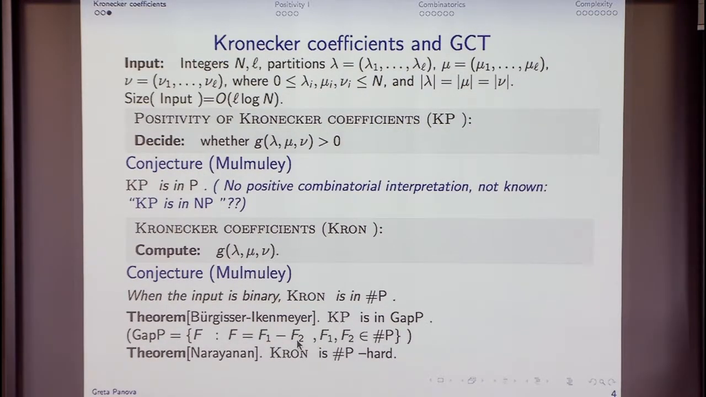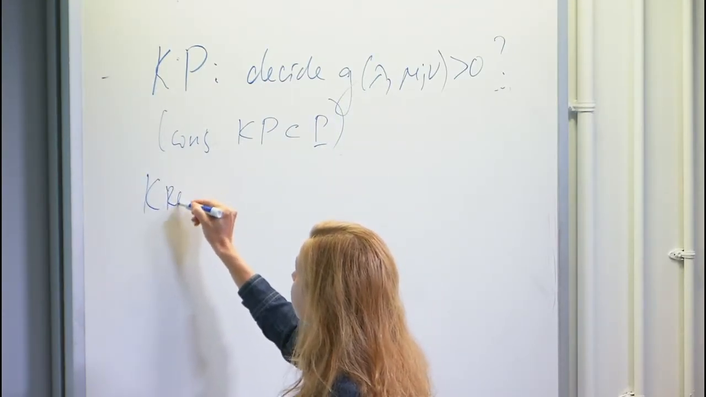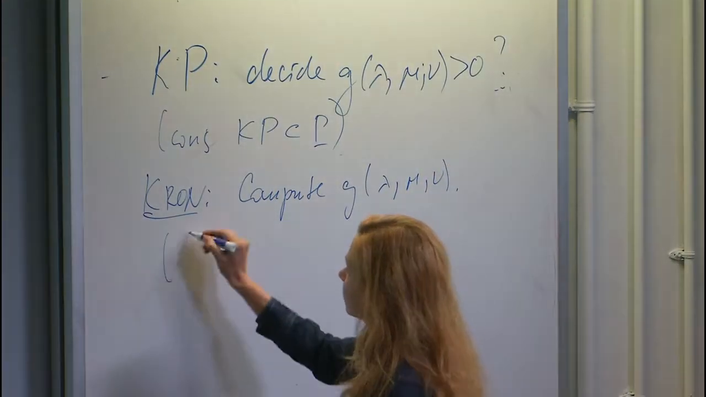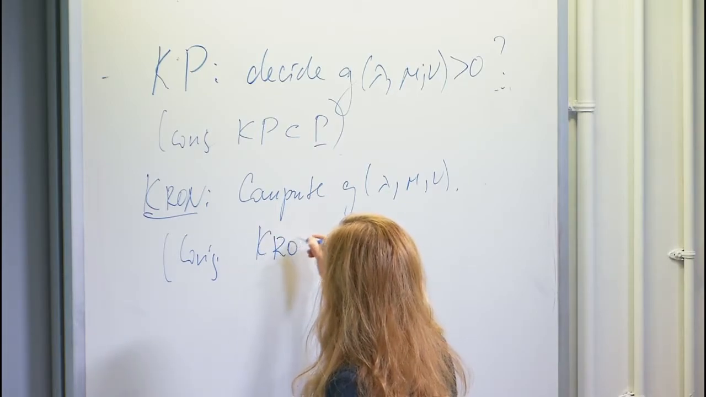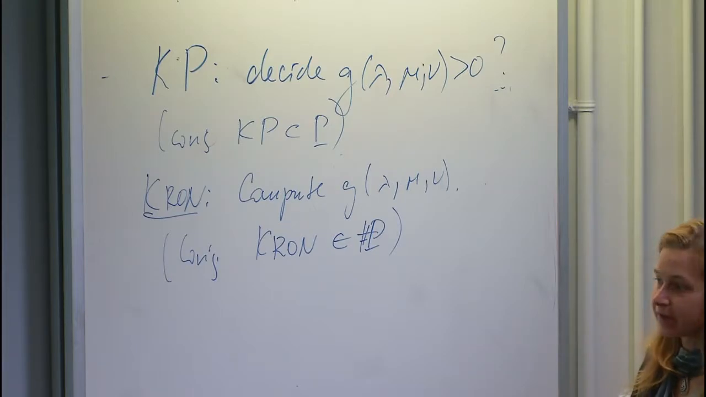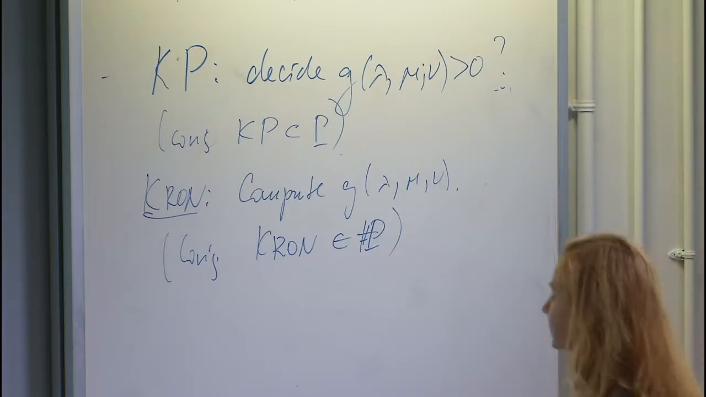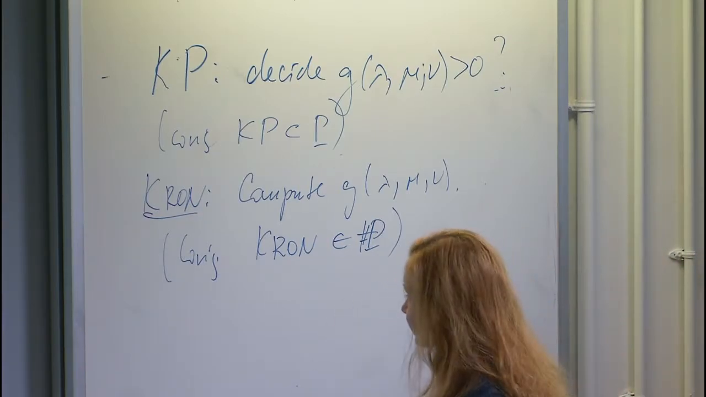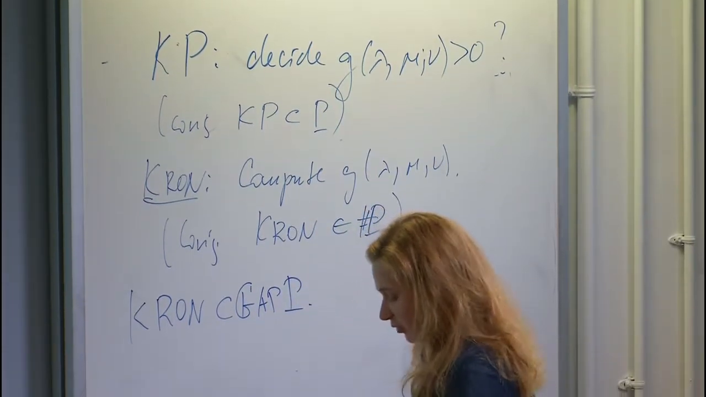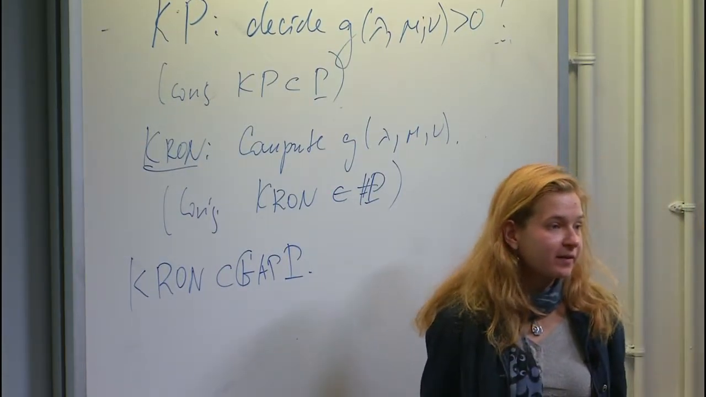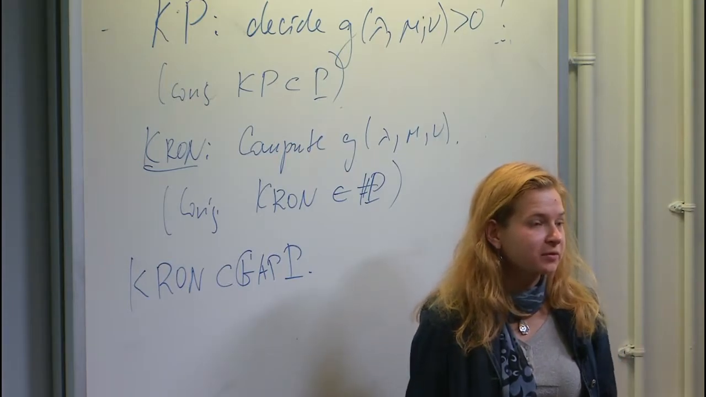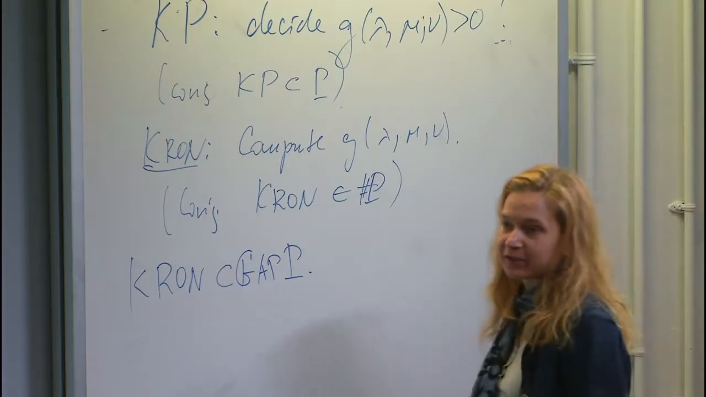Conjecture: this is polynomial. And then the Kron problem is to compute those guys. And the conjecture is this is in the sharp P class. Yeah, so actually this Kron is in gap P. I think that's just a typo. Yeah, Kron is in gap P. Oh, I'm sorry. So what are the two sharp P complete problems? You subtract, right? What are the two quantities? I'll show a formula, and then you can see why this is true.